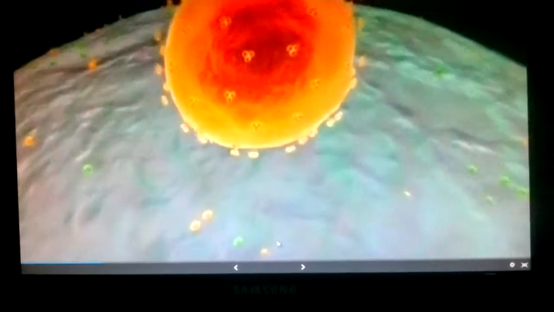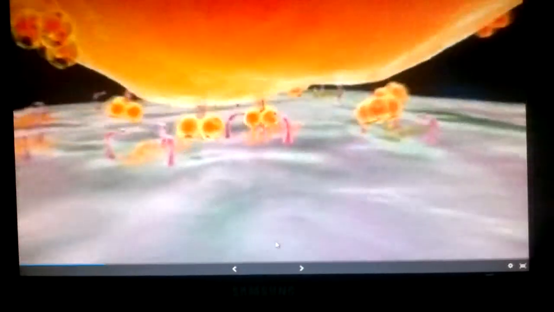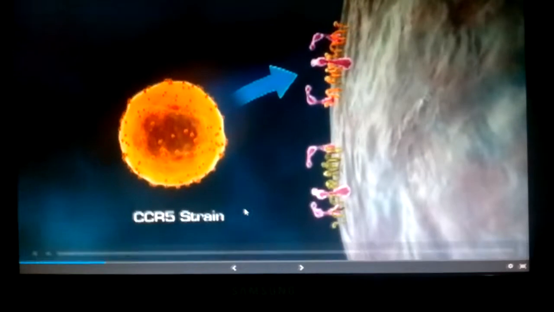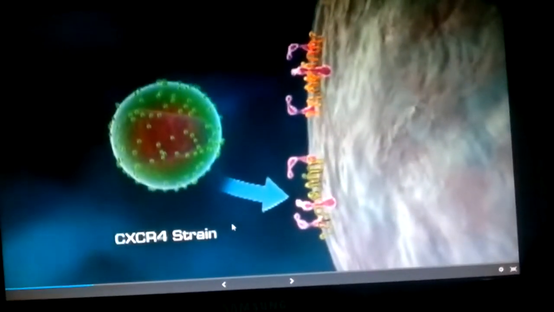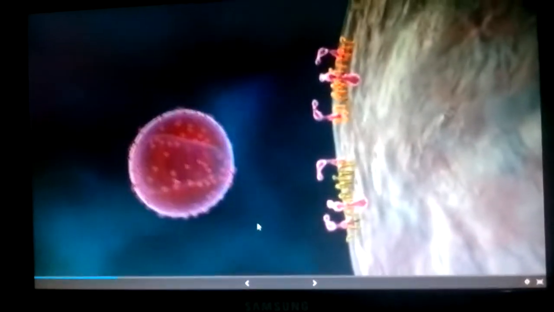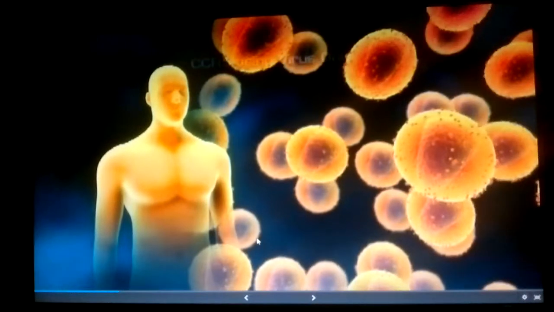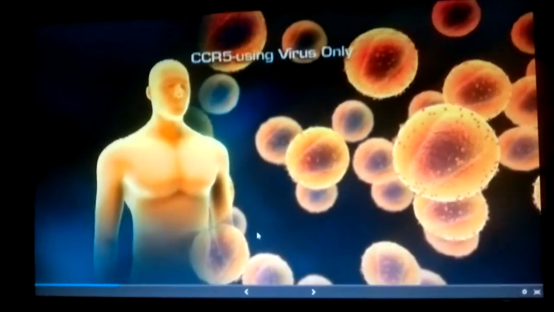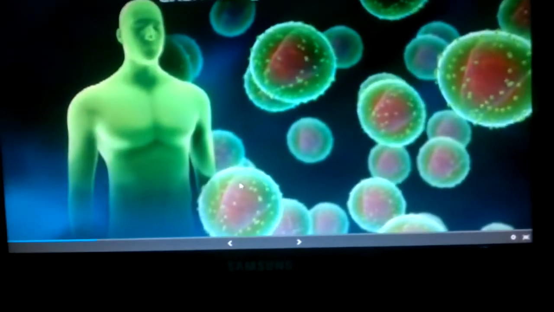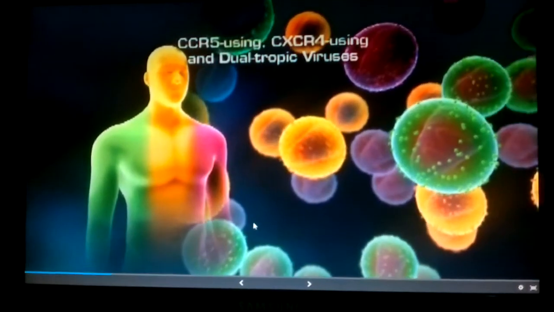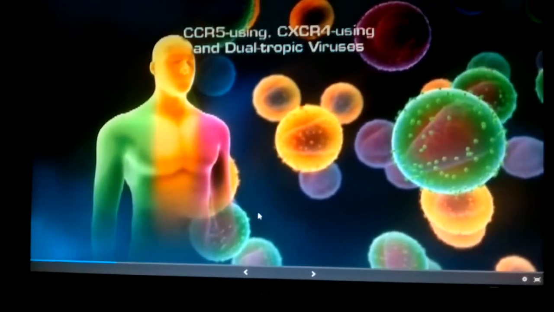Different HIV strains vary in their ability to use the major co-receptors to achieve entry into the host cell. Some HIV strains use only the CCR5 co-receptor, some only the CXCR4 co-receptor, while other viruses, known as dual-tropic, use both. An HIV-infected individual may have only the CCR5 using virus, only the CXCR4 using virus, or a mixture of CCR5 using, CXCR4 using, and dual-tropic viruses.